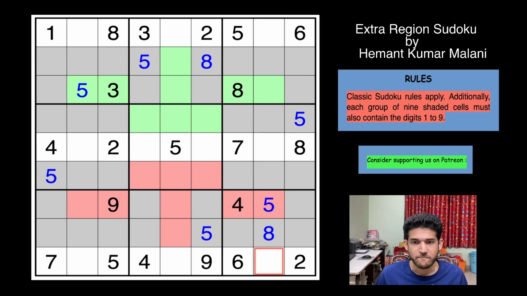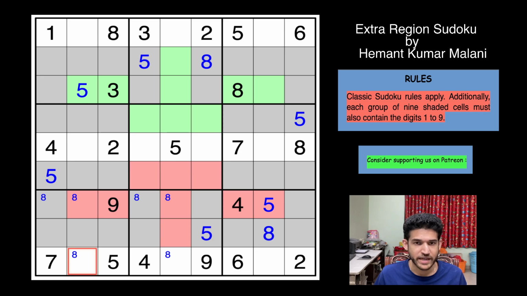Okay. And 8 is not in these 2 cells, 8 is not here, so 8 has 3 options, these 3 cells, and 8 is not in these 3 cells, so 8 has to be in these 3 cells. Okay. Any more thing we can do with the 8s?